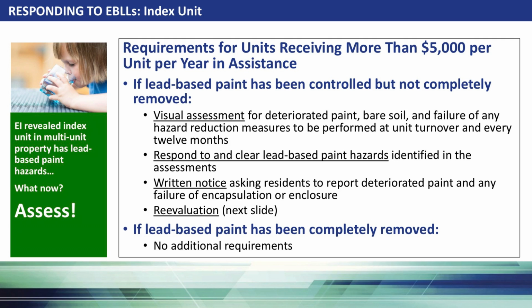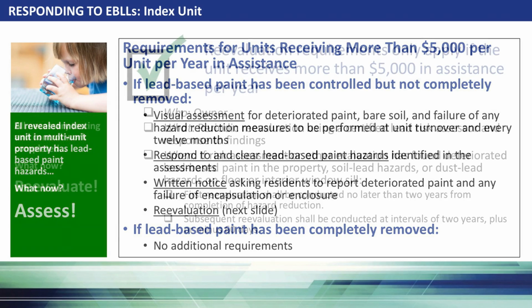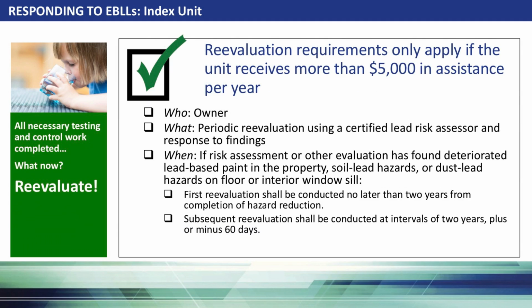In addition, for units receiving more than $5,000 per year in assistance, the owner is responsible for the reevaluation step that we will describe in the next slide. If all lead-based paint has been removed from the unit, the owner has no additional requirements with respect to lead-based paint assessment. The next step is reevaluation.